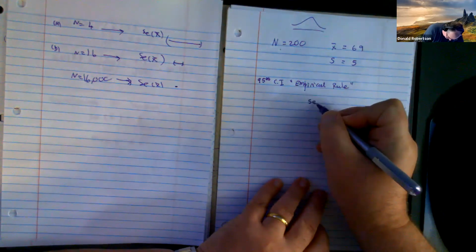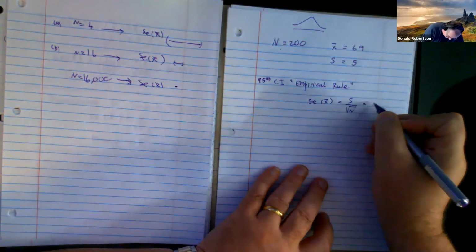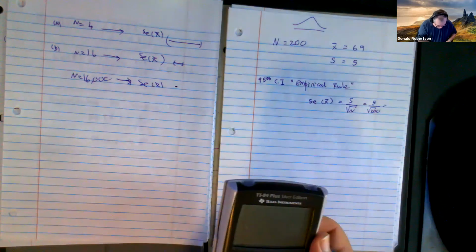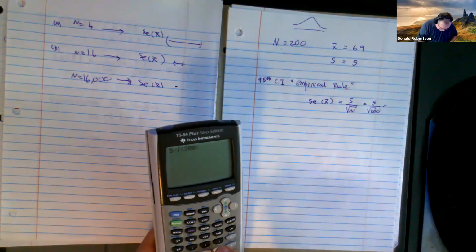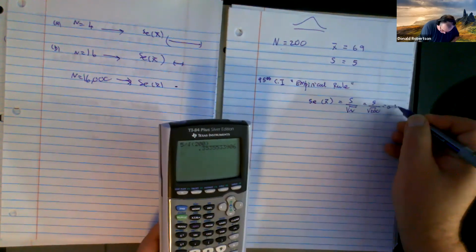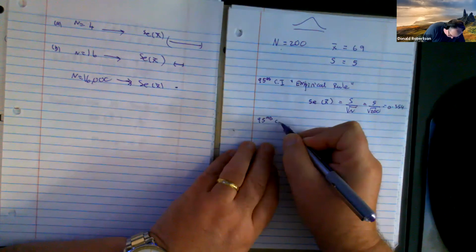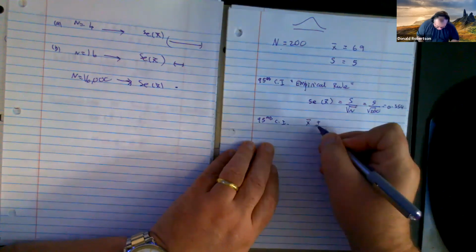The standard error of the sample is going to be S over the square root of n, which is 5 over the square root of 200. So the standard error, 5 divided by the square root of 200, is about 0.354. Now, if you want a 95% confidence interval, it's going to be the mean, because that's the only guy we've got to work with, plus or minus how many? 2 times the standard error.